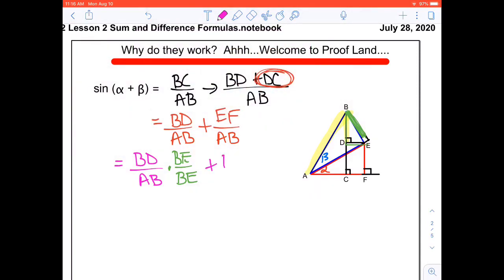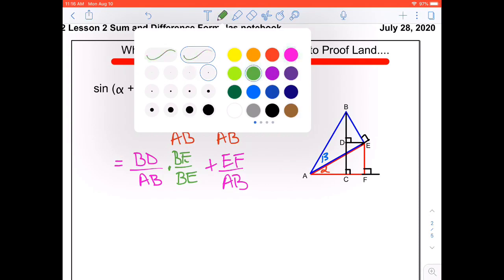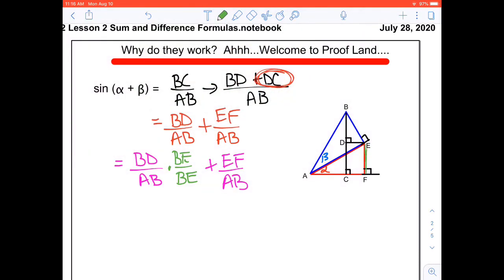We're going to do the same thing now for EF over AB. We need to find some type of segment in this picture where EF and AB both have some type of relationship with this segment. Again, if this was a classroom situation, we would stew over it, but that segment is AE. It happens to be the hypotenuse of the red triangle and the side of the blue triangle.